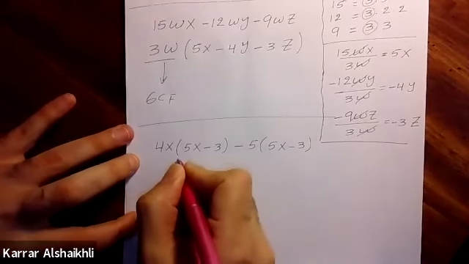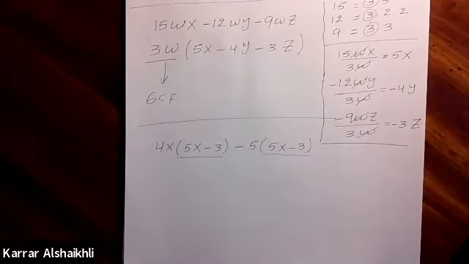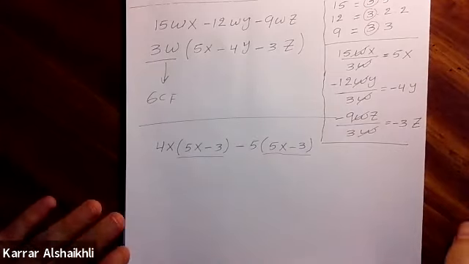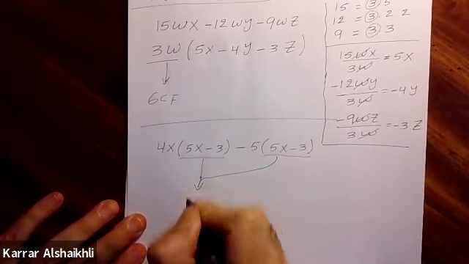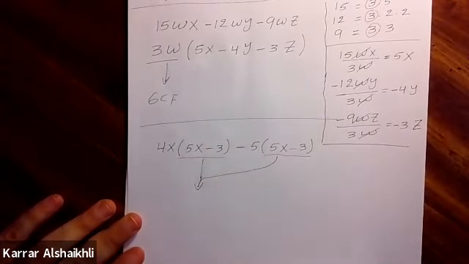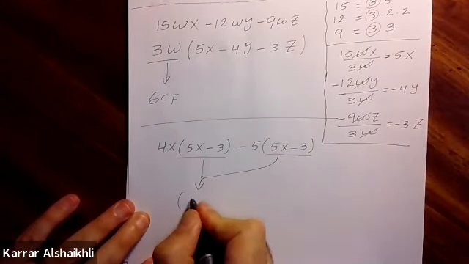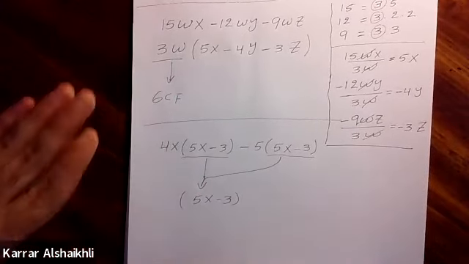So check here inside the parentheses. So always when you get an example like this, look inside the parentheses. It's exactly the same thing. 5x minus 3, 5x minus 3. So check what I'm going to do. I'm going to write down one of these parentheses, just one. This one, exactly the same thing. I'm just going to write down 5x minus 3, just one parentheses.